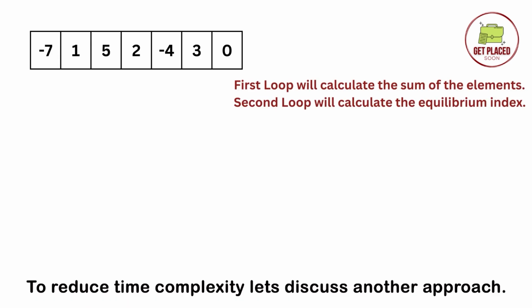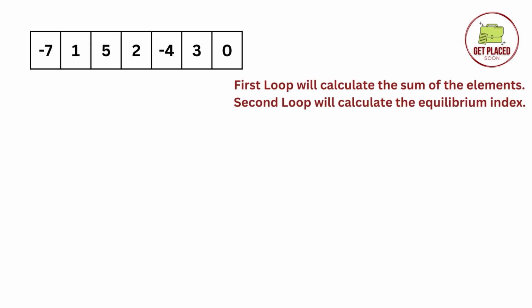To reduce the time complexity, let us discuss another approach. Here we are using two loops, but not nested. The first loop will calculate the sum of elements. The sum of minus 1 plus 1 plus 5 plus 2 minus 4 plus 3 will be 6. That addition of the elements will be done by the first loop. In the second loop, we'll calculate if it has any equilibrium index or not.